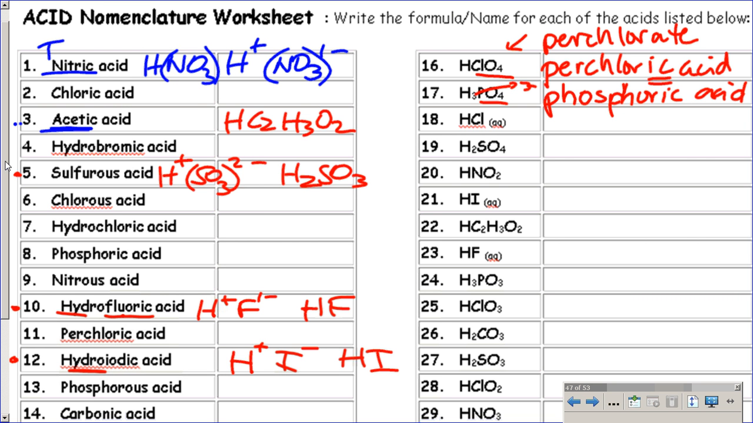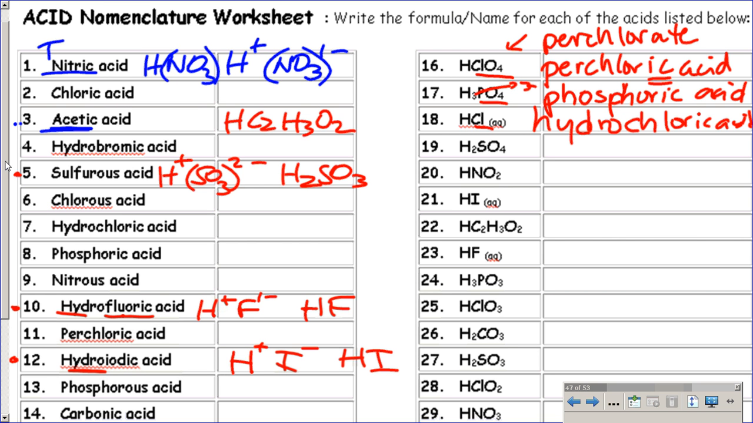Man-made. Okay, this one, binary or ternary? Binary. So what do you say to that? How do you say that? Hydro. Okay, hydro what? Yep, you change chlorine to chloric. There you go. So hydrochloric acid. What does that say? Parentheses. Oh, it says aqueous. It says aqueous. It just means liquid. Liquid and dissolved in water.